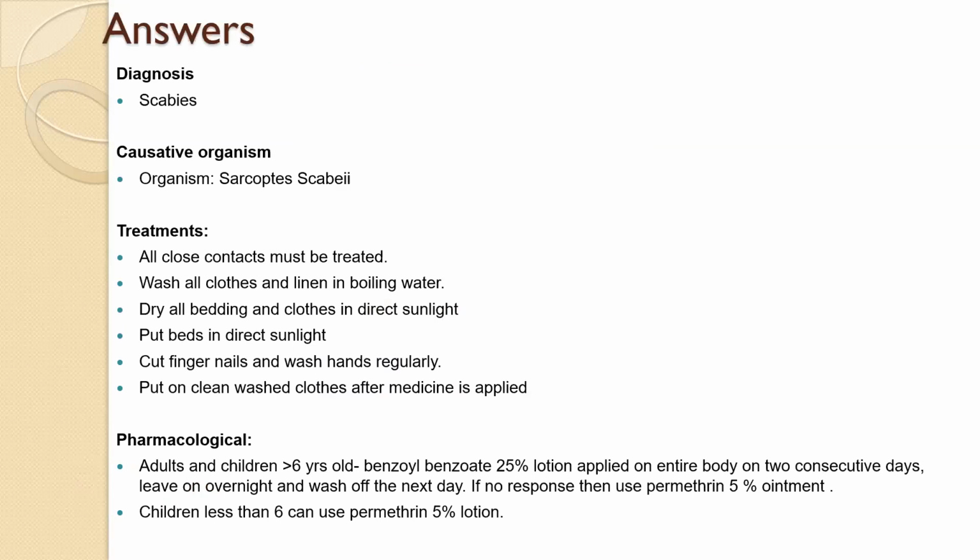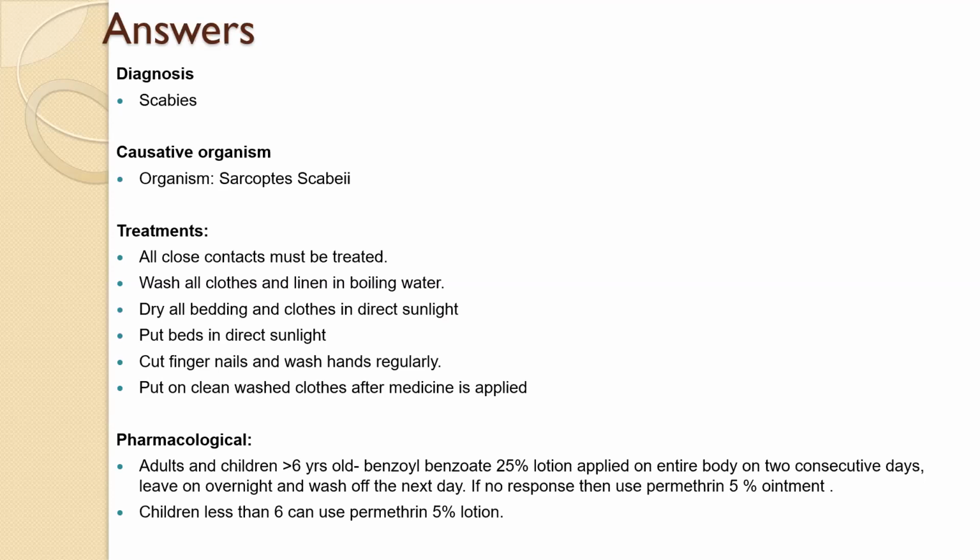So as you say, the diagnosis is scabies. The causative organism is Sarcoptes scabiei. So the treatment basically, we're going to treat all close contacts of the patient, and wash all clothes and linen in boiling water. Remember the scabies parasite dies under temperatures above, I think it's 40 degrees. So you want them to wash all their clothes in boiling water and then dry the bedding and clothes in direct sunlight, which kills the parasites.